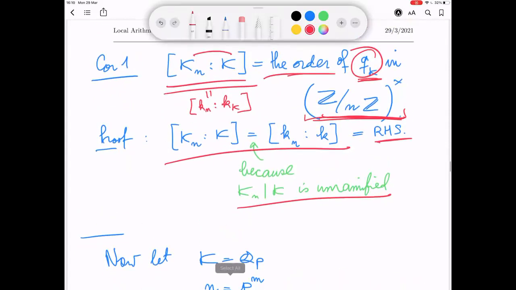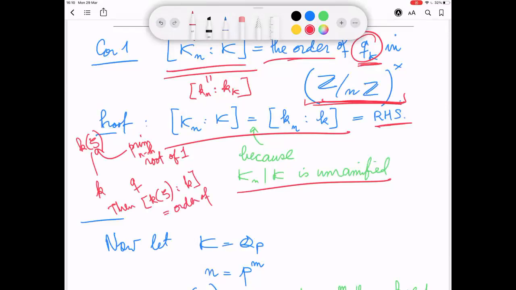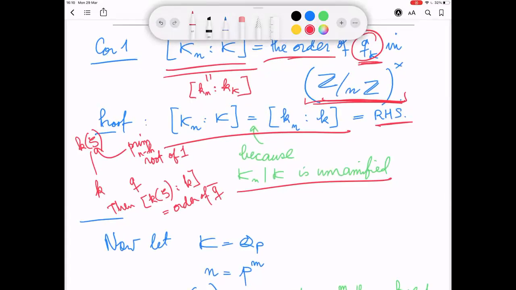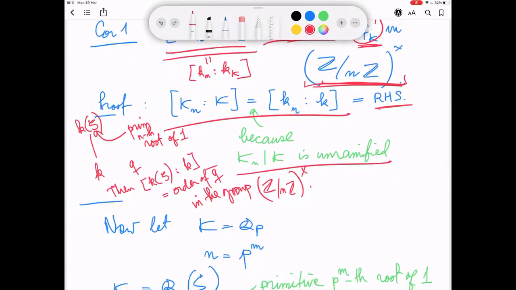side because for finite fields, I mean, if K is a finite field having Q elements, and if I join K zeta, where zeta is a primitive nth root of 1, then the degree of this K zeta over K is, of course, equal to the order of Q bar as in the group, what is the group? Z mod NZ star. Right?